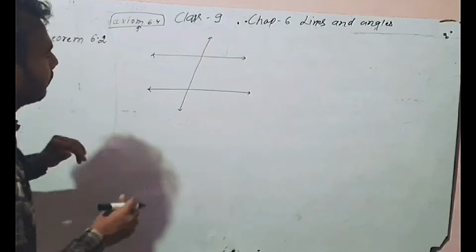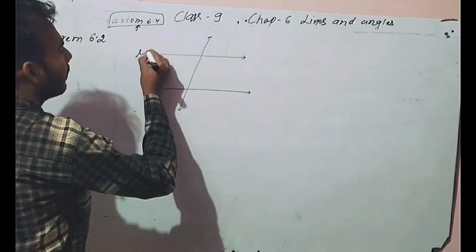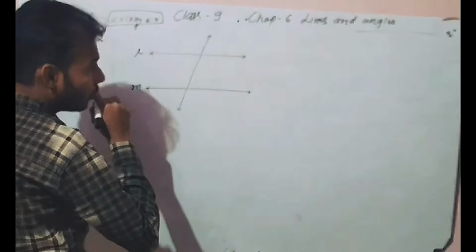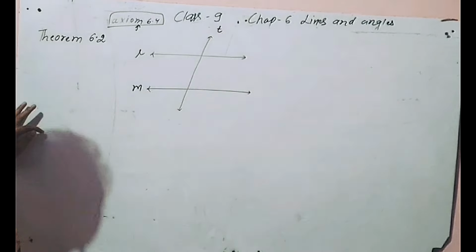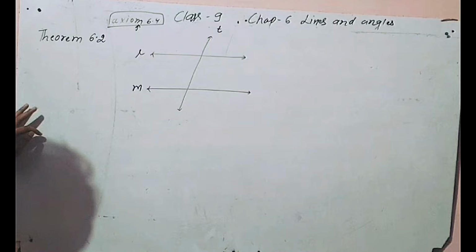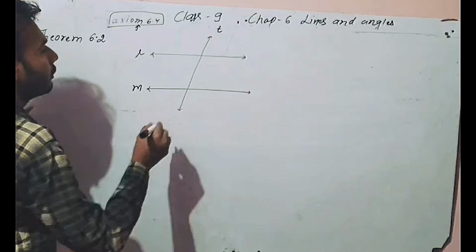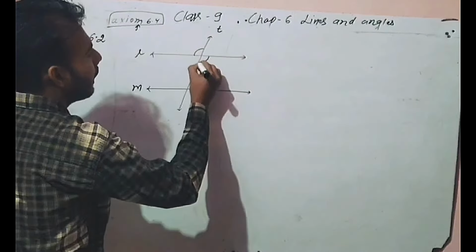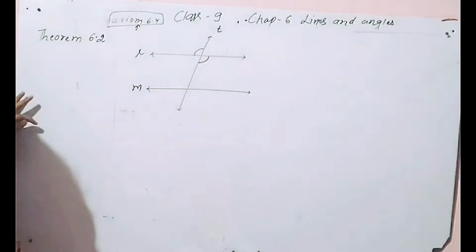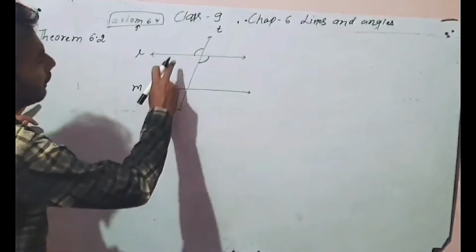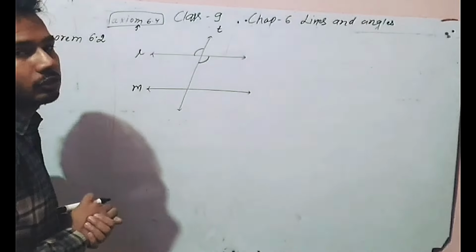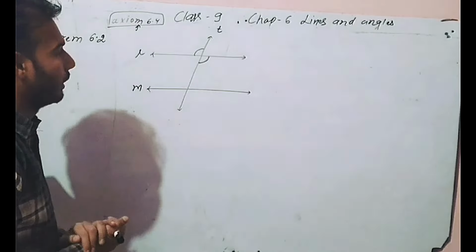Two parallel lines are given, L and M, and one transversal T cutting L and M. We have to prove that the alternate interior angles are equal. First of all, in theorem 6.1, I told you that vertically opposite angles are equal. That we have discussed in theorem 6.1. How they are equal, I have told you that.